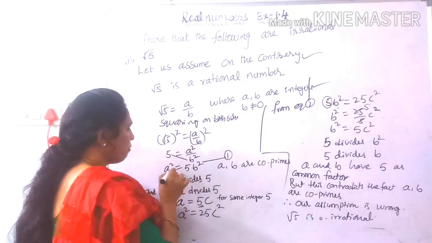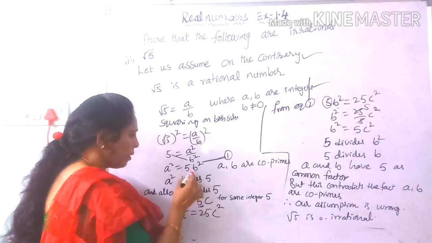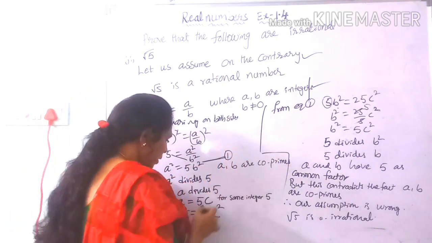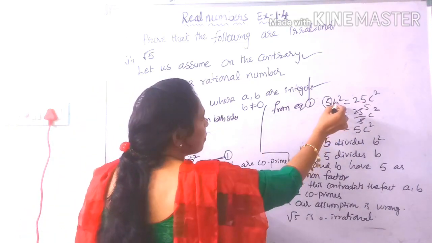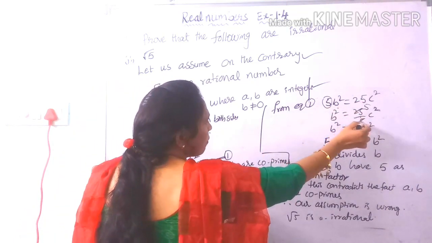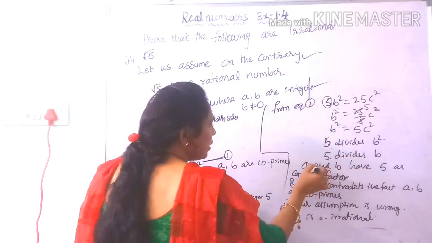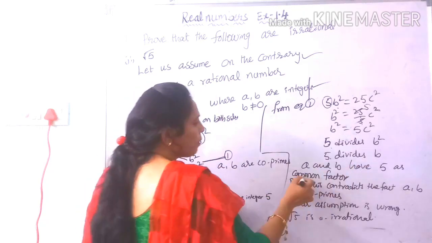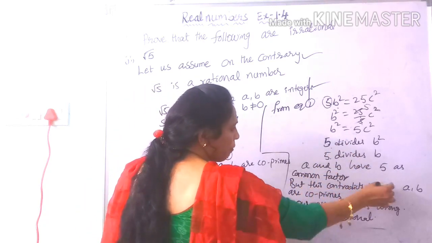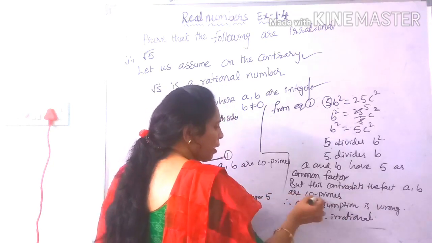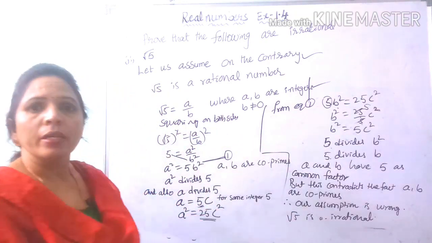So from equation 1, a square is equal to 5b square. So 5b square is equal to a square, and a square we write as 25c square. So b square is equal to 25 by 5 c square. 5 divides b square, so 5 divides b. So a and b have 5 as a common factor. But this contradicts the fact that a, b are co-primes. Our assumption is wrong. So root 5 is irrational.